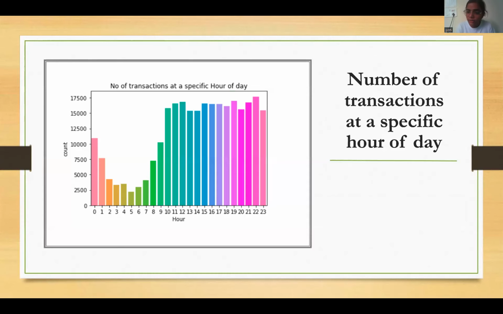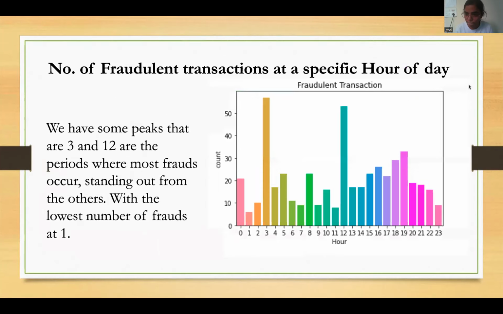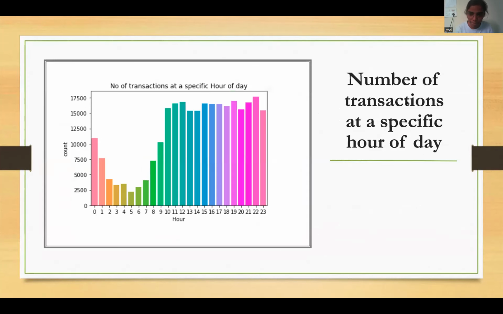Number of transactions at a specific hour of a day. In our graph, on the x-axis there is the hour, our time, and on the y-axis there are the counts, meaning how many transactions occur at any specific hour.